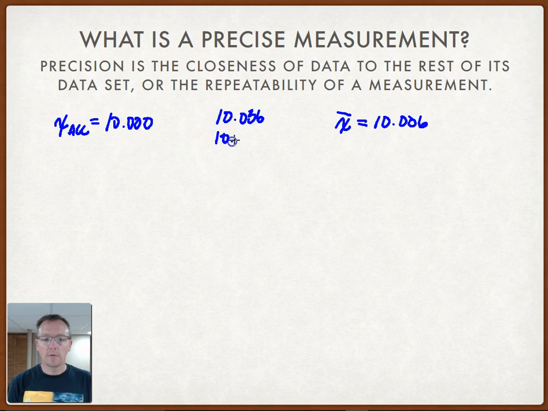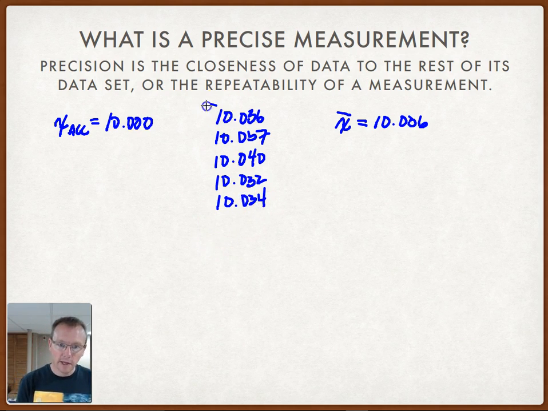10.036, 10.037, 10.040, 10.032, and 10.034. Okay, so that's their data set there.